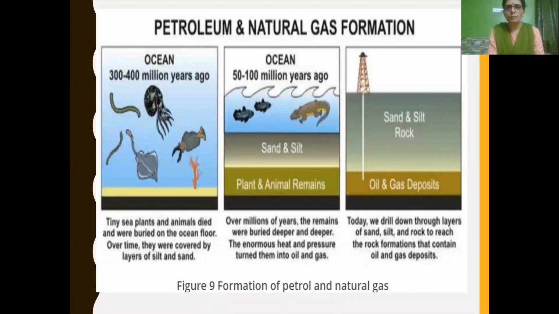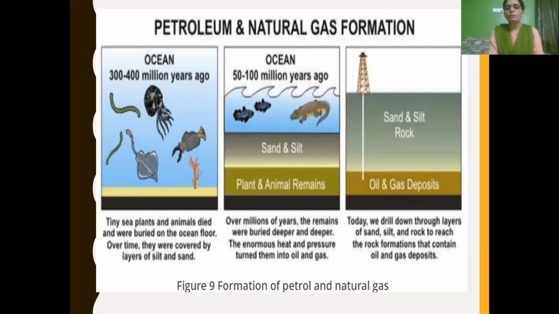In the last session, we learnt about the formation of petroleum and natural gas. Petroleum and natural gas are formed by the decomposition of sea plants and animals. When sea plants and animals died, they were buried on the ocean floor. Over time, they were covered by layers of silt and sand. Then over millions of years, the remains of these animals were buried deeper and deeper.